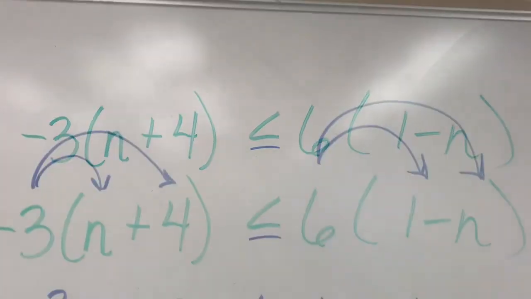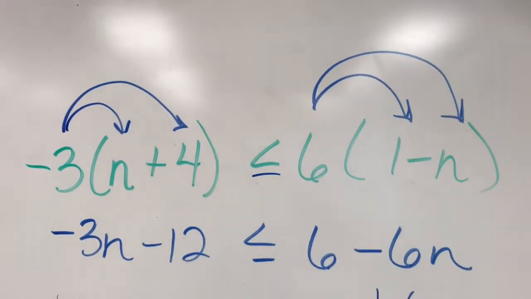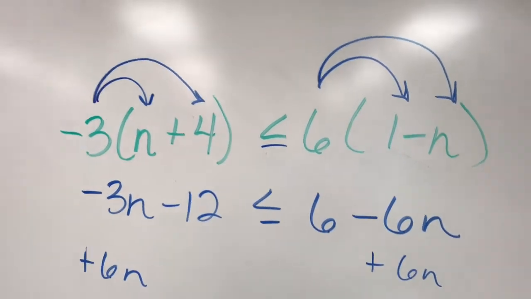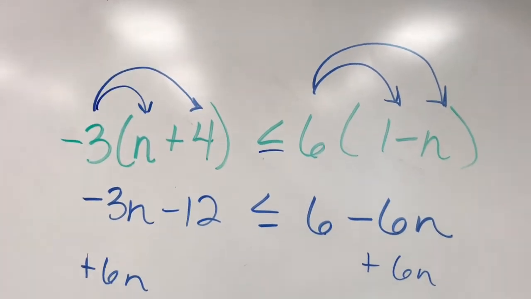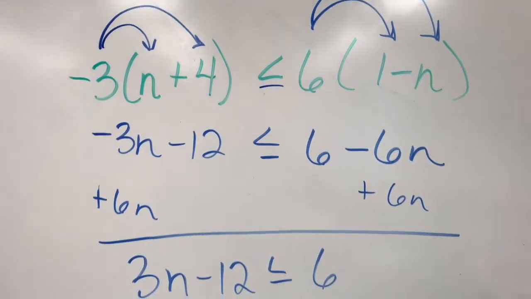Pause your video. Are you ready to see how you did? All right, so first you should distribute your -3 and your 6. Then move your n's to one side. Just pretend like the inequality symbol is an equal sign until the end. It just goes along for the ride.